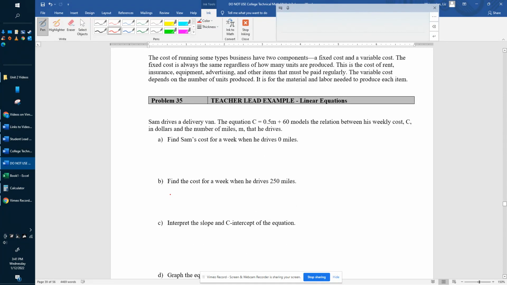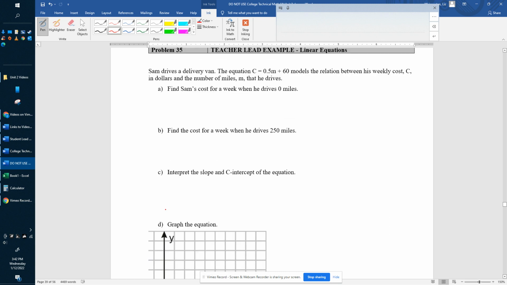All right, let's look at some word problems. Now, I had talked about at the very beginning of this unit that a lot of people can use linear formulas and functions when it comes to cost, comes to finances, and all that fun stuff. So let's take a look at this word problem. Sam drives a delivery van. The equation C equals 0.5m plus 60 models the relation between his weekly cost, C, in dollars, and the number of miles, m, that he drives. Find Sam's cost for a week when he drives 0 miles.